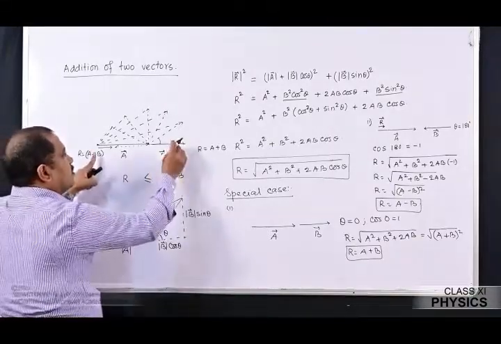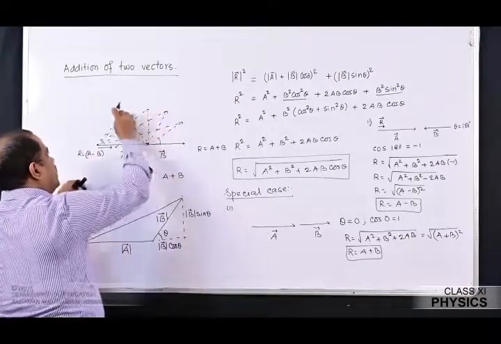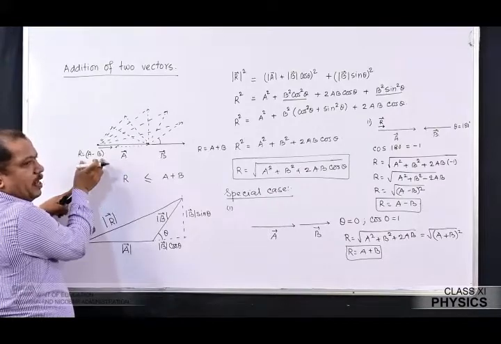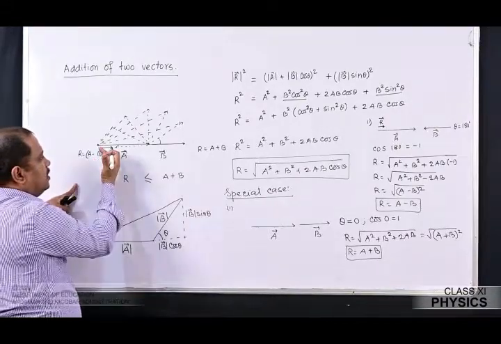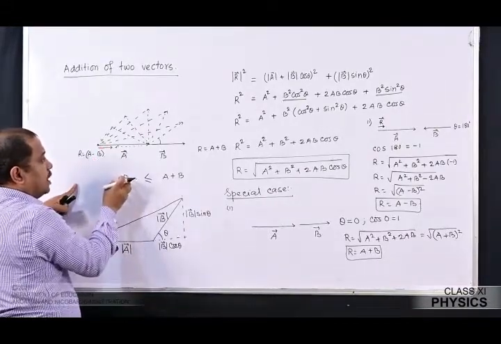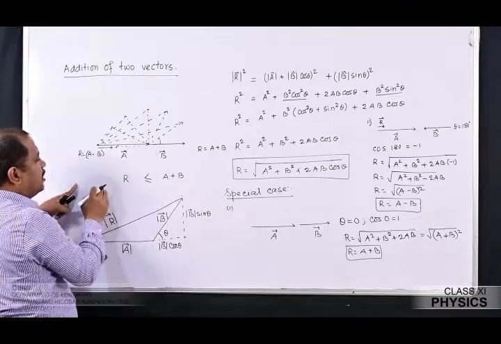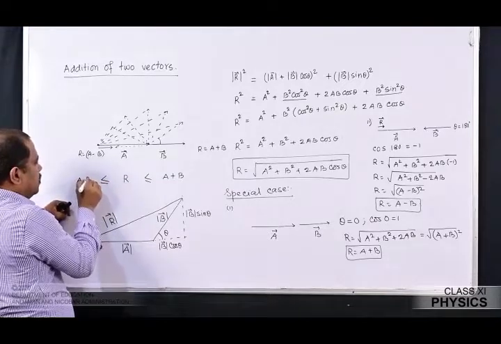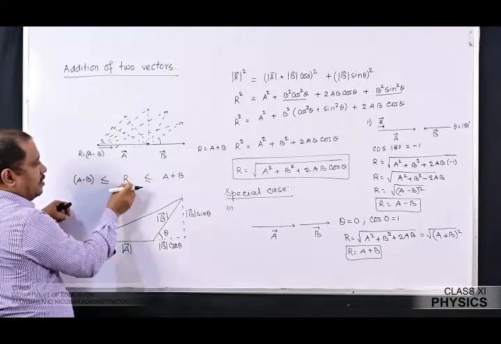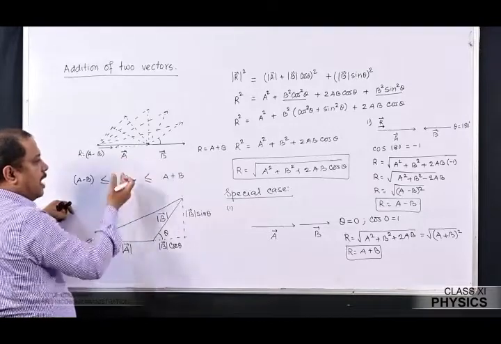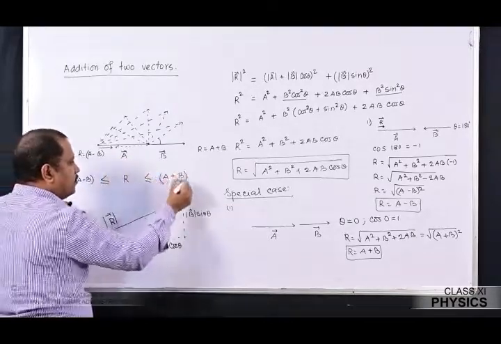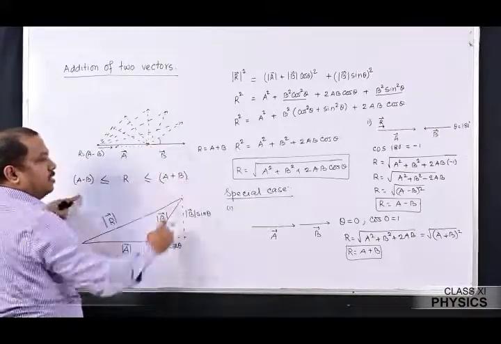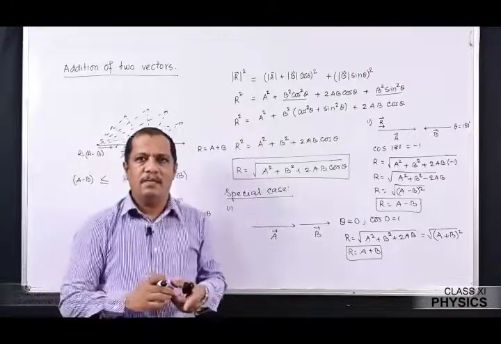So as I see, this A plus B decreases, and it gets the minimum value, this one. So the minimum value can be equal to A minus B, or otherwise the magnitude of the resultant can be greater than A minus B. That means the sum of the two vectors can have a magnitude in the range of A minus B to A plus B, anything, depending upon the angle between the two vectors A and B.